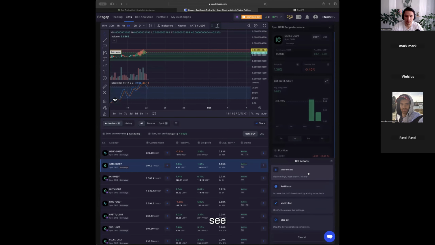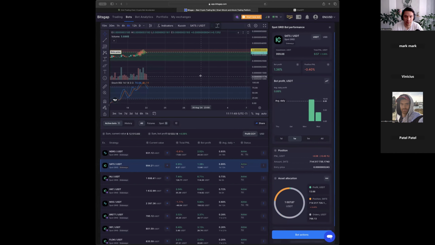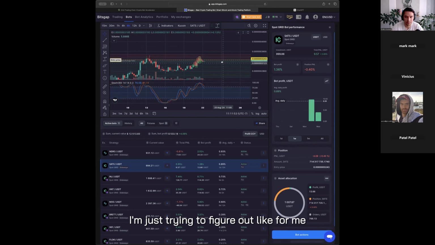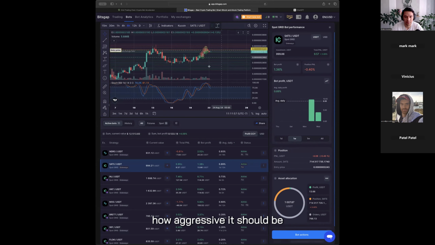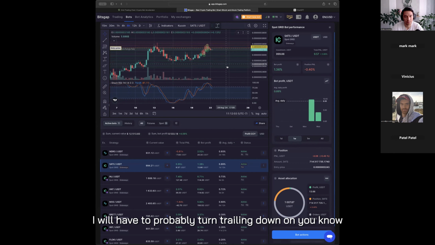Let's see. Yeah, so it's 1.8. I think that's where I'm at, trying to figure out how aggressive it should be, knowing the risk that I will probably have to turn trailing down on.